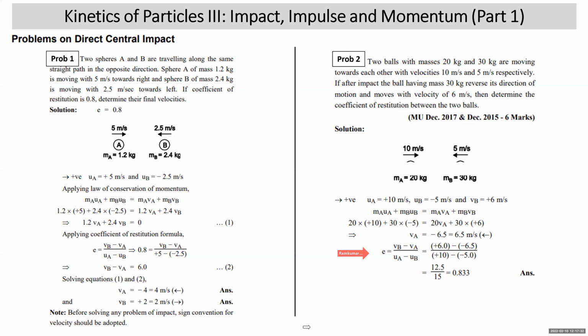Now the coefficient of restitution is VB minus VA upon UA minus UB. You have all the values with us, right? You can find the value. VB is plus 6. VA is minus 6.5, just now we found it, minus 6.5 since to the left. UA is plus 10 and UB is minus 5. Substitute all these values, just use your calculator. You'll get the value of E as 0.833. Is this all understood to everybody? Now we are ready to move to the next sum.